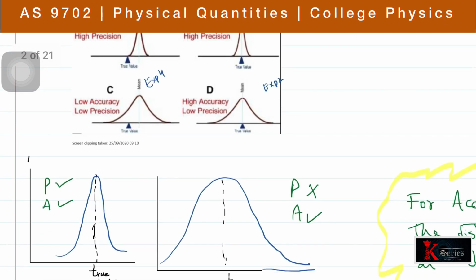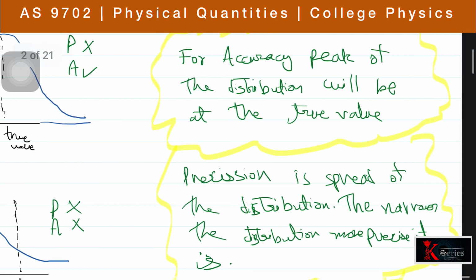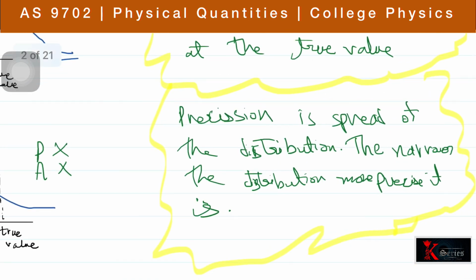Number 1, for accuracy, the peak of the distribution will be at the true value, because whenever the graph is accurate, the peak is always on the true value, right? So for accuracy, the peak of the distribution will be at the true value. And the second point is that precision is the spread of the distribution. The narrower the distribution, the more precise it is. We've seen this in these graphs as well. So we just need to remember these 2 points.